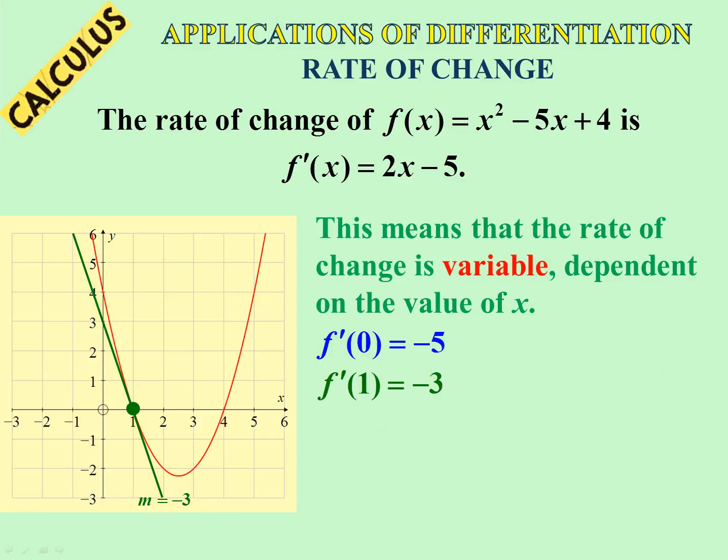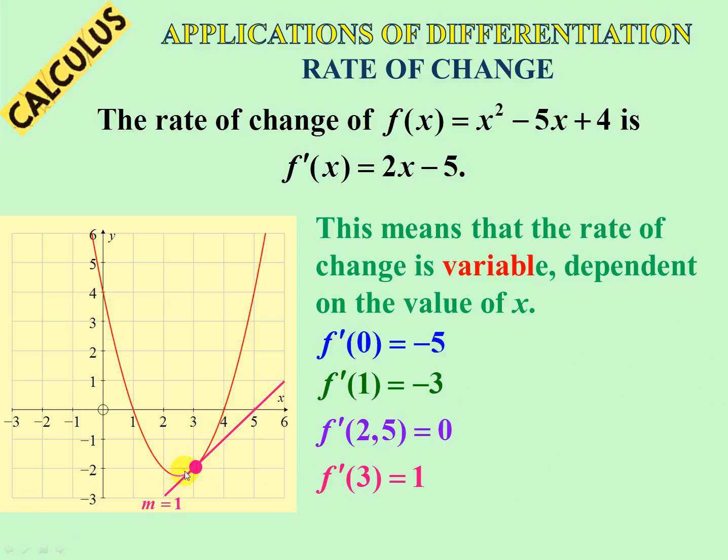There it is. When x is 2.5, the rate of change is 0. There we are. It's the gradient of that horizontal line. And when x is 3, there it is there. When x is 3, then we draw the tangent, and the gradient of that tangent is 1. Or substitute 3 into f prime of x, and we also get 1.